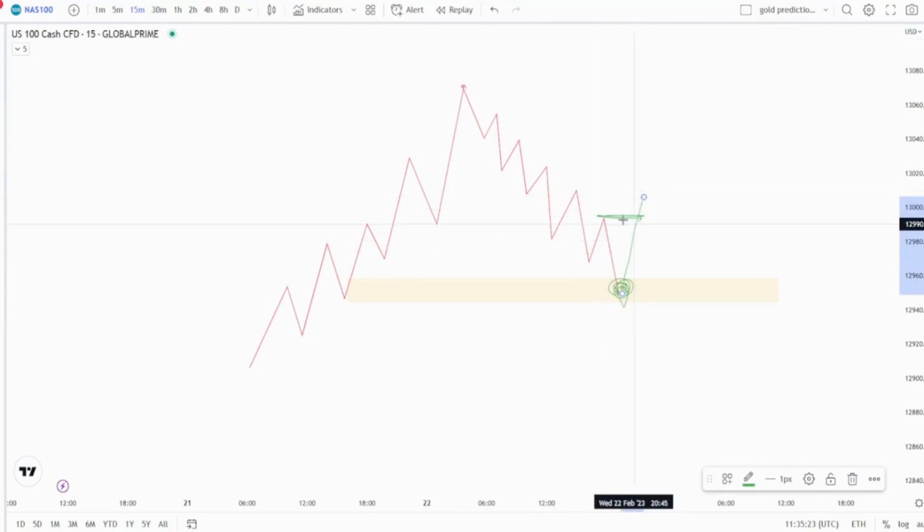Now, because we understand this, all we need to wait for is this bullish movement to be confirmed. So how do we confirm a bullish movement? You wait for a pullback. If this pullback is successful, then you are confirming bullish momentum to the upside.